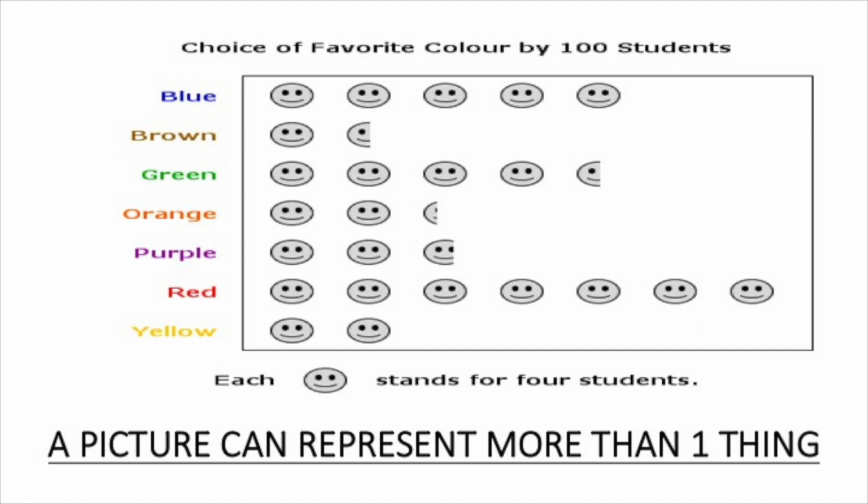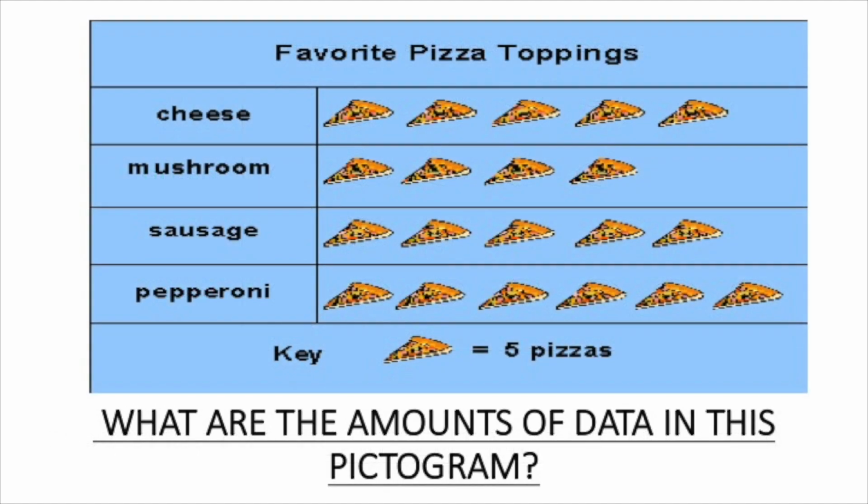7 smiley faces. So what we can do, 7 times 4. 28. Excellent. Well done, guys. We count up in times of 4 each time. And then lastly, yellow. 2 times 4. 8. And now, let's have a look.